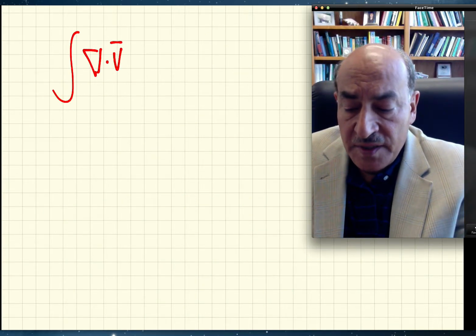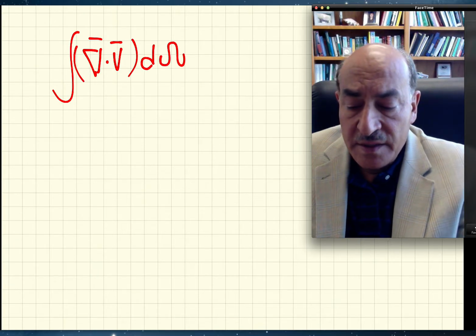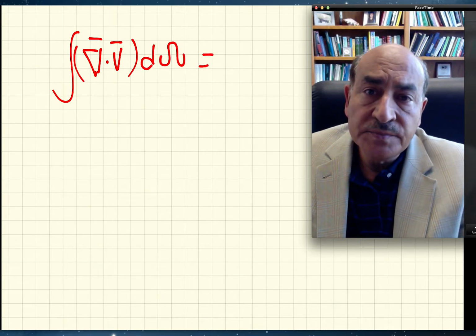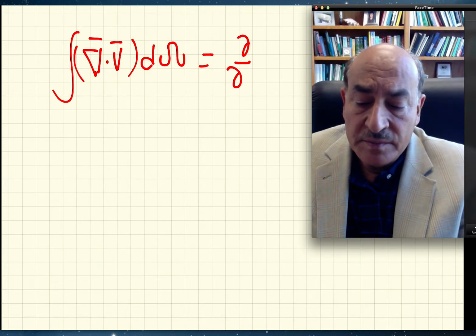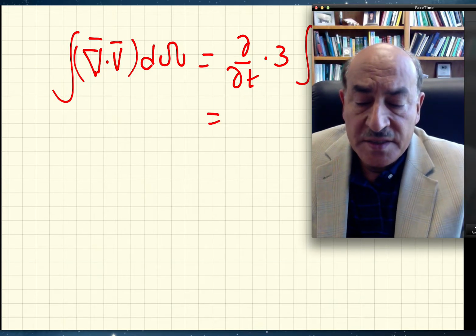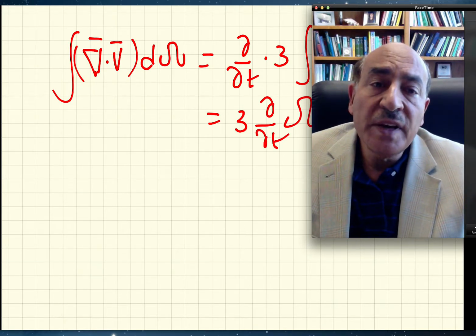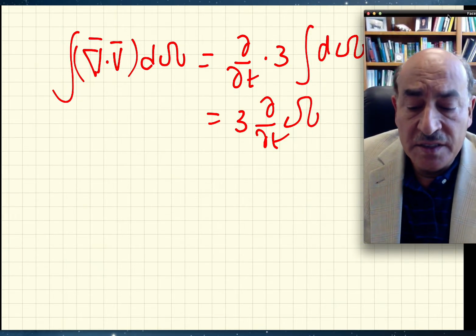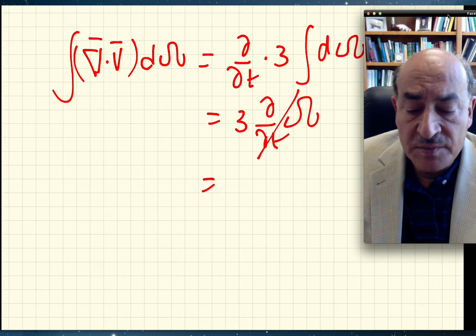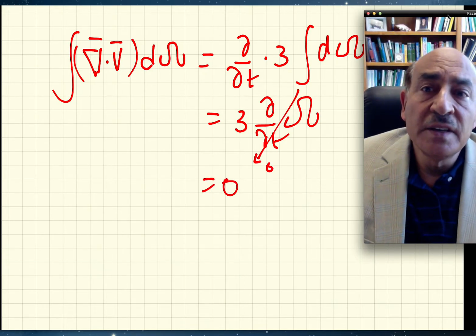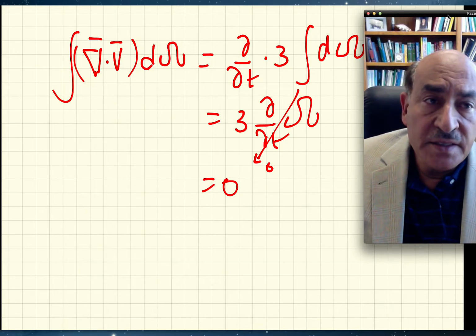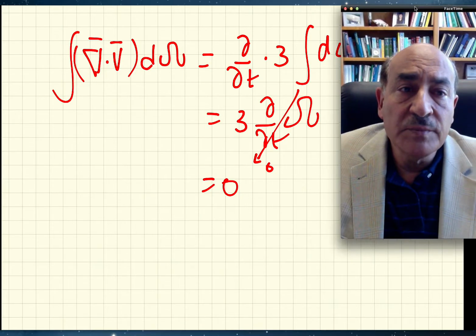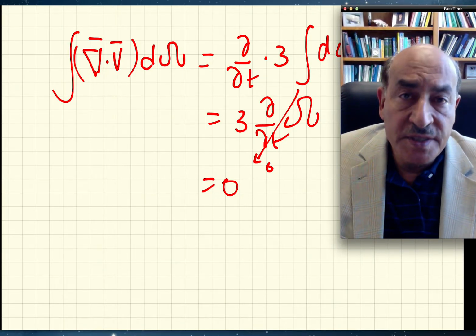Which means that the integral of the divergence of v d omega is equal to d by dt times 3 times the integral of d omega, and d omega is the total volume, so it'd be 3 d by dt of omega. And if omega is incompressible, then the volume does not change, and therefore we can see that this term is 0. So the divergence of the velocity vector, for an incompressible fluid, is equal to 0.